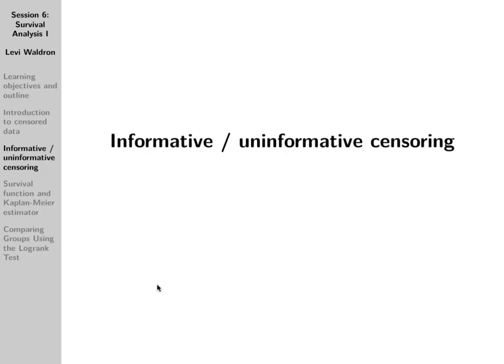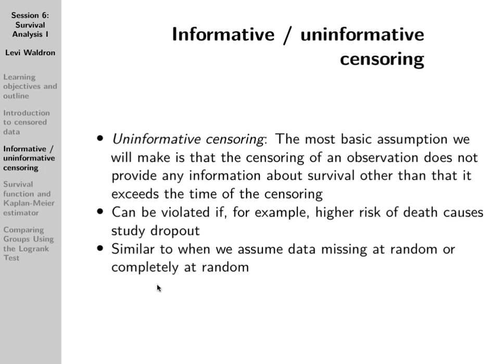So what is uninformative and informative censoring? This is an important distinction to make because all of our analysis depends on this assumption of uninformative censoring, and that is that the censoring of the observation does not provide any information about the survival or the time to event after that.